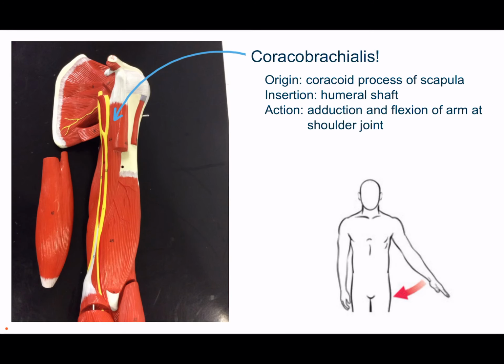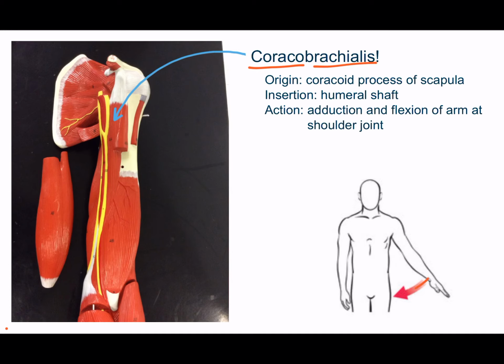The coracobrachialis originates on the coracoid process of the scapula and inserts on the humeral shaft. It's kind of a smaller one that you don't think about much. You can get the name from coracoid process, brachialis, meaning humerus. Its action is to adduct and flex the arm at the shoulder joint.